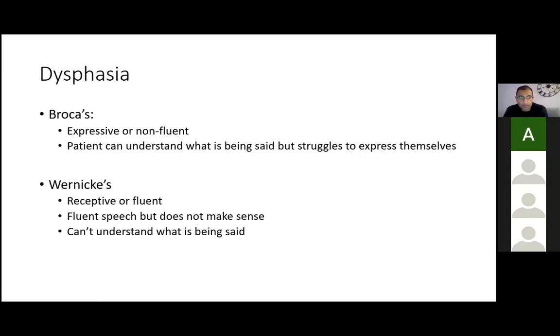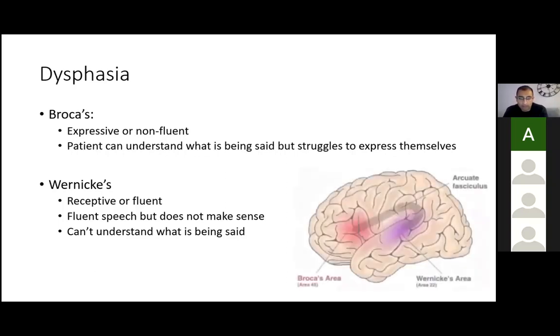So let's go through dysphasia again. You've got Broca's dysphasia, which is expressive, non-fluent dysphasia, where the patients can understand what is being said but struggle to express themselves. And then you've got Wernicke's, which is the receptive or fluent dysphasia, where they say fluent words, but again, it doesn't make sense. So you can't understand what is being said.